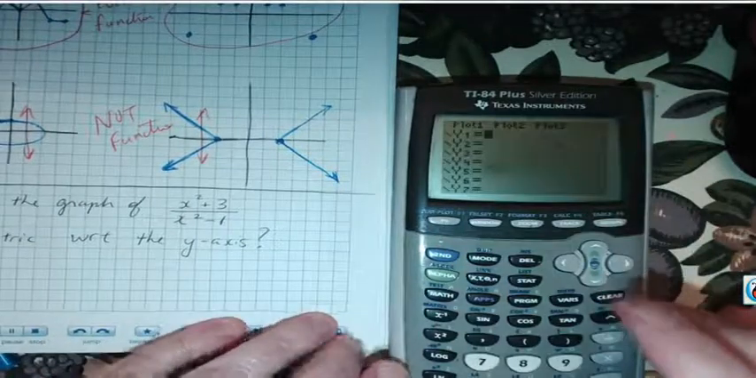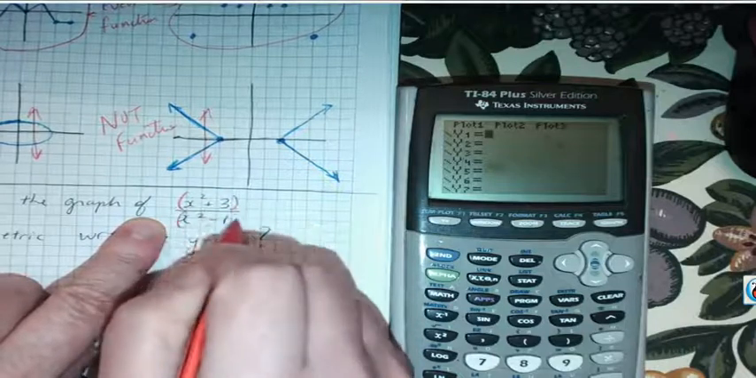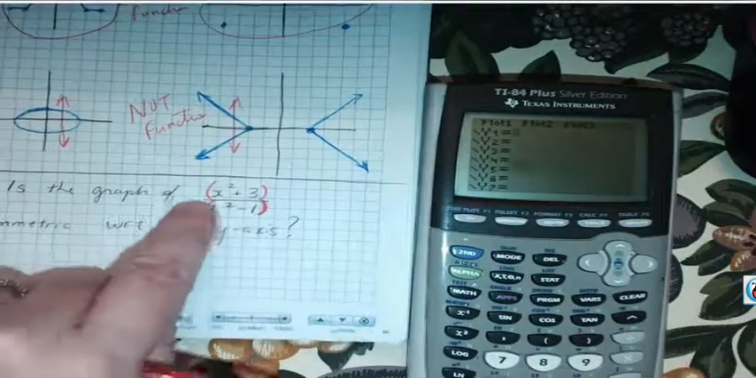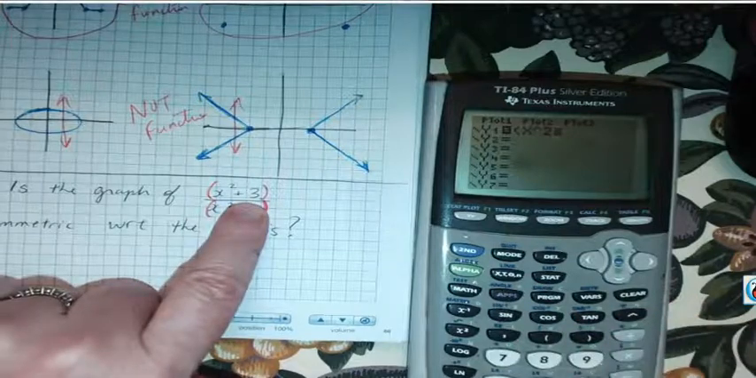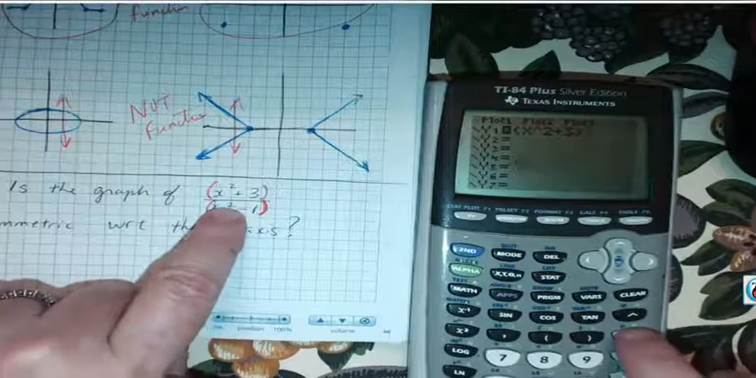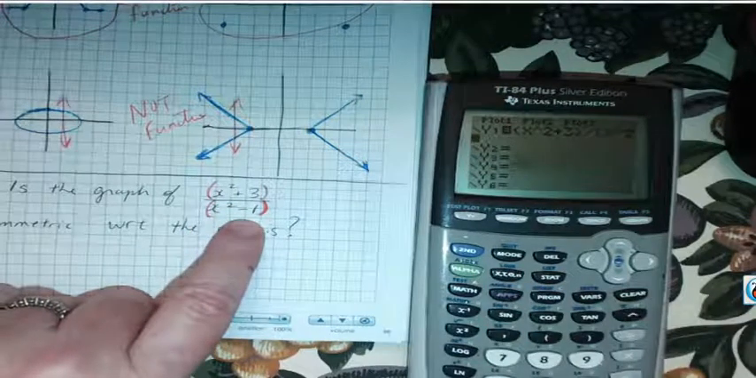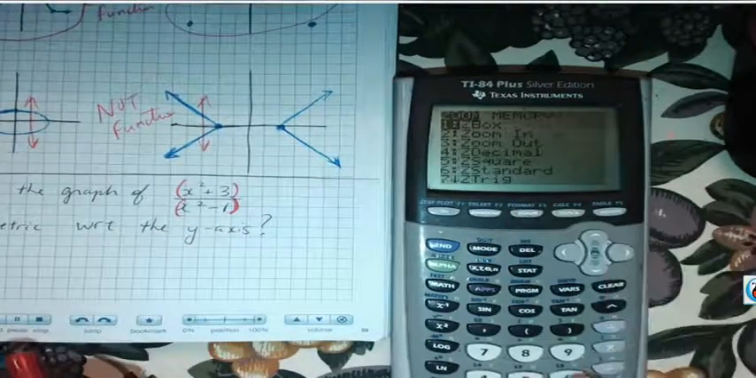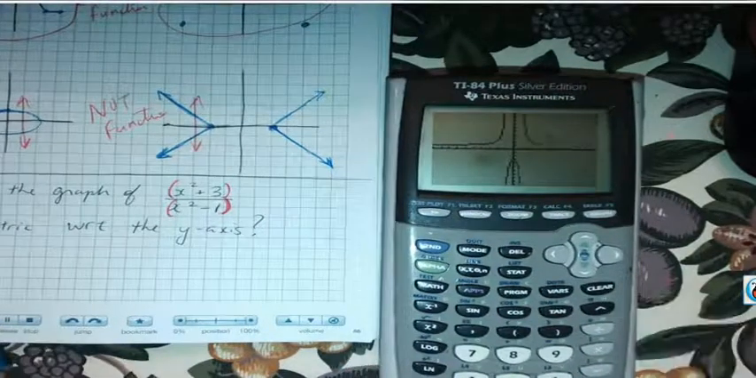So let me just clear this. Now, if I'm going to put that in my calculator, I must put parentheses around numerator and denominator if there's more than one term, or you're going to get the wrong picture. So I'm going to put parenthesis x squared plus 3, close parentheses, that's my numerator, divided by parentheses x squared minus 1, close parentheses. Then start out with zoom 6, zoom, and then the number 6. And that should give us a standard viewing window.